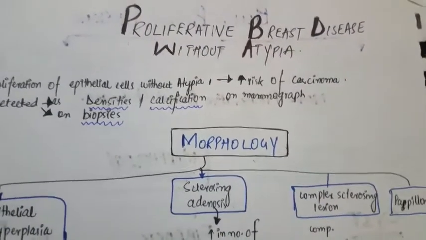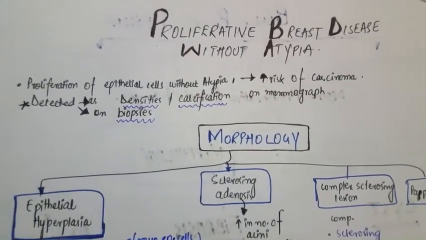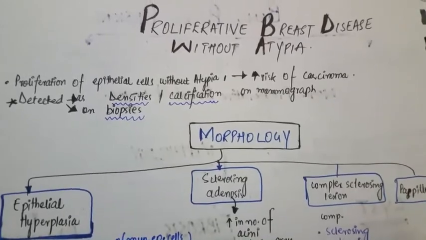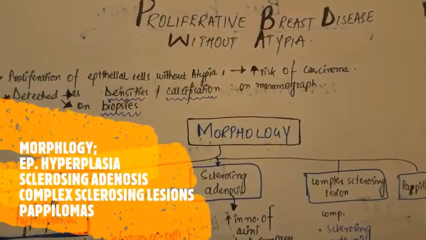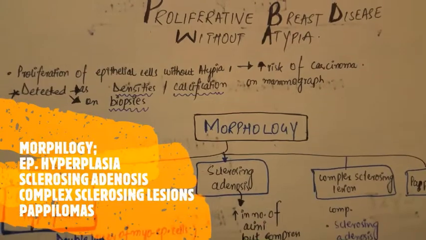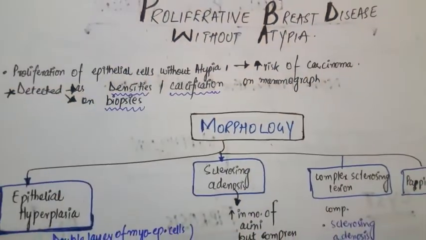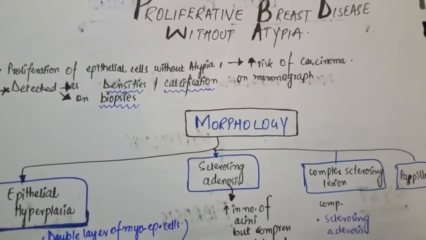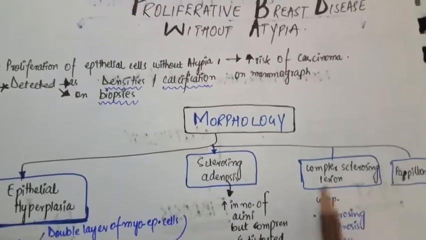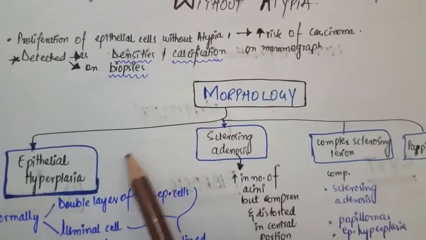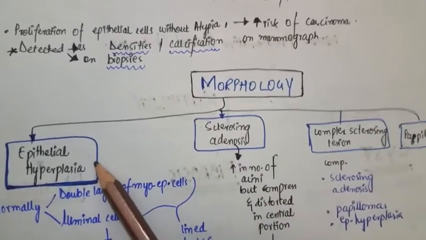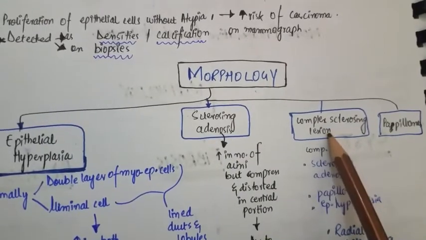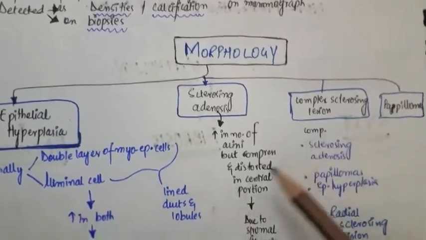Now the proliferative breast disease without atypia. What is meant by the proliferative breast disease without atypia? It's simply the proliferation of epithelial cells without nuclear changes, but it increases the risk of carcinoma. It can be detected as densities or calcifications on the mammograph, or it can be detected on biopsies. In morphology, we can see four features: epithelial hyperplasia, sclerosing adenosis, complex sclerosing lesions, and papillomas.